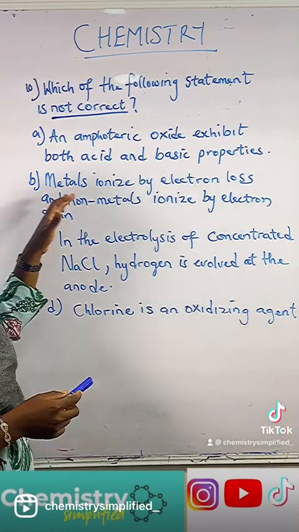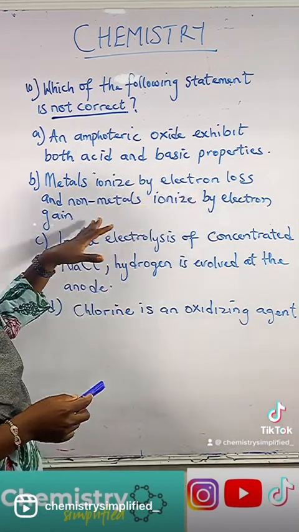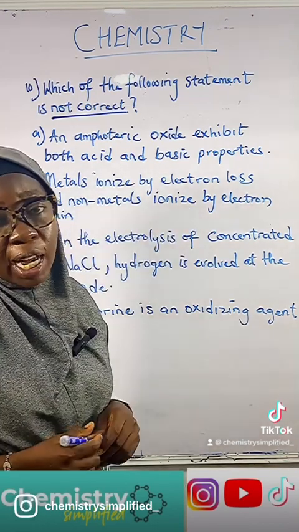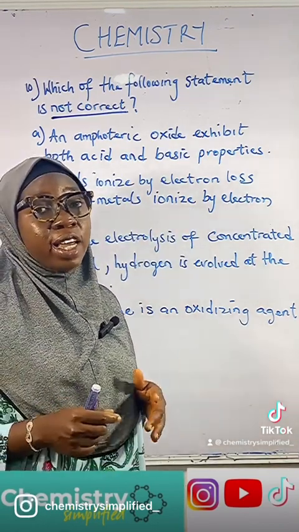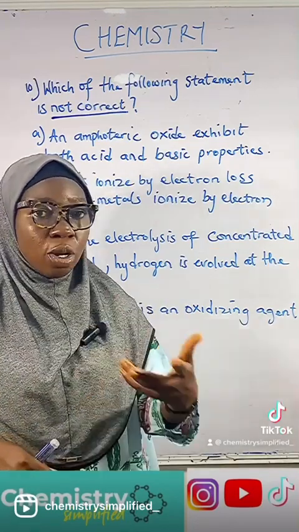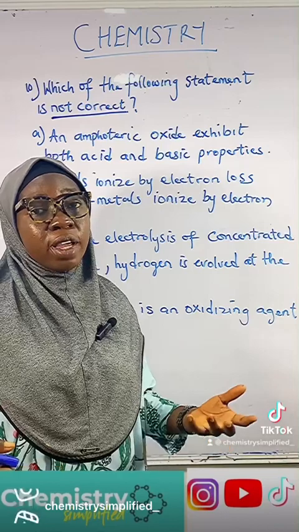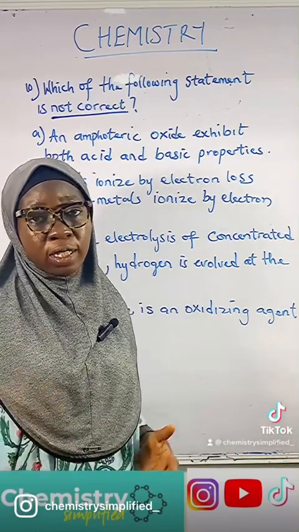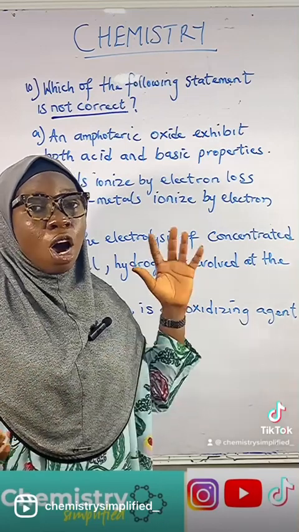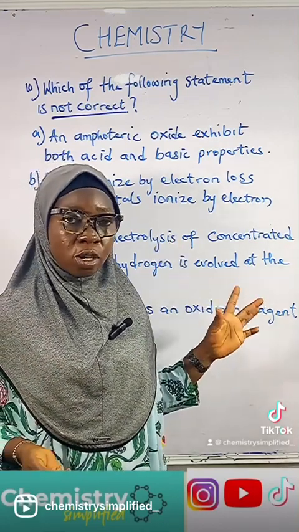Now, B. Metals ionized by electron loss and non-metals ionized by electron gain. We all know that all metals ionize by giving out electrons, which is the same thing as electron loss, while non-metals behave by gaining or collecting electrons, which means they gain electrons. So option B also is correct.